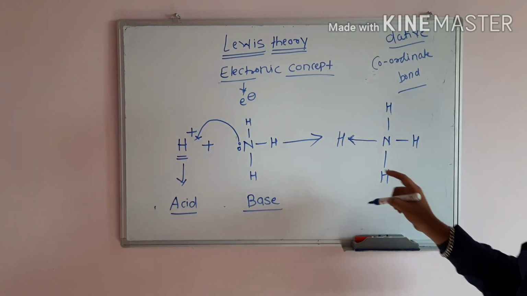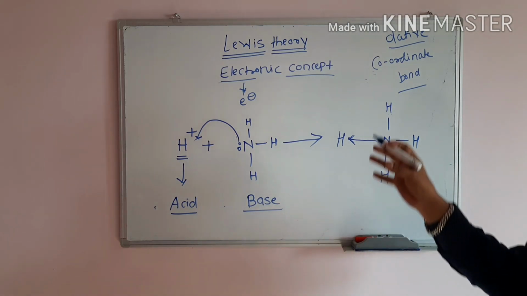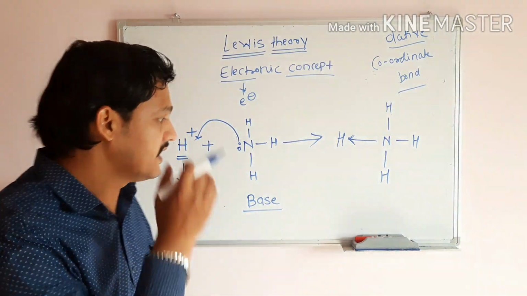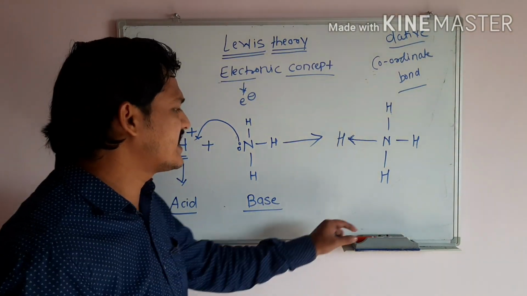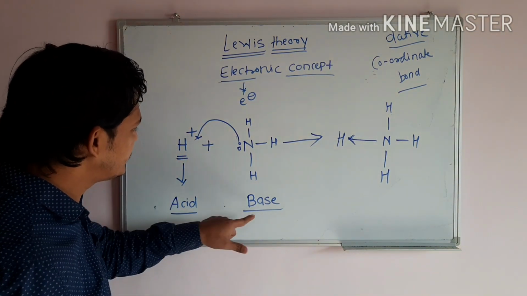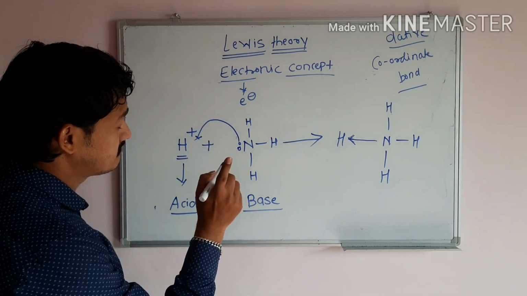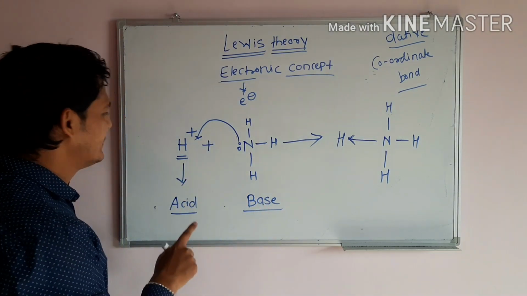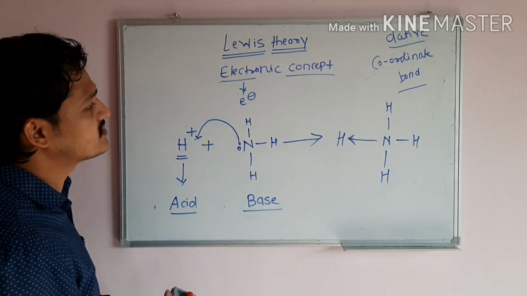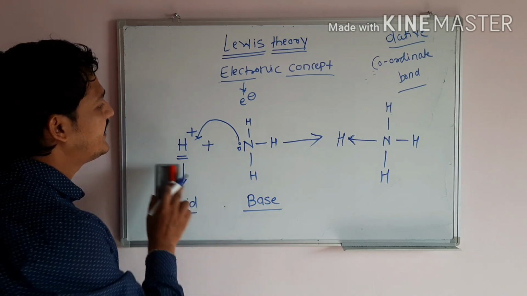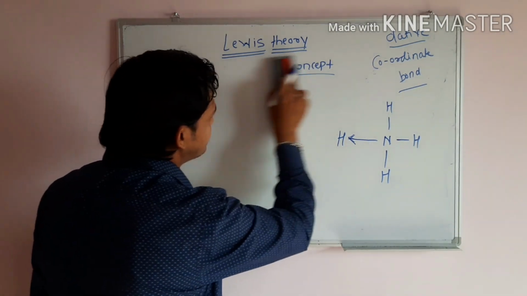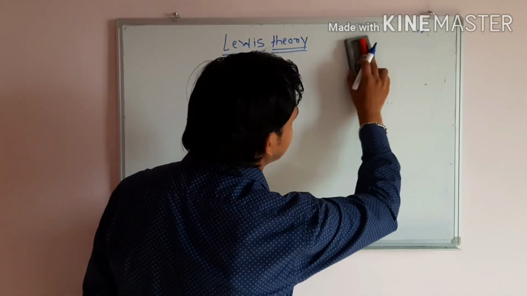Okay, so this is the concept of acids and bases according to Lewis theory. The species or substance which can accept electrons is called an acid, and the substance which donates electrons is called a base. Electronic concept: the electron donor is the base, the electron acceptor is the acid. Now let us move to another example for understanding Lewis acid and base. I am only taking the first example. Now let us move to example number 2.